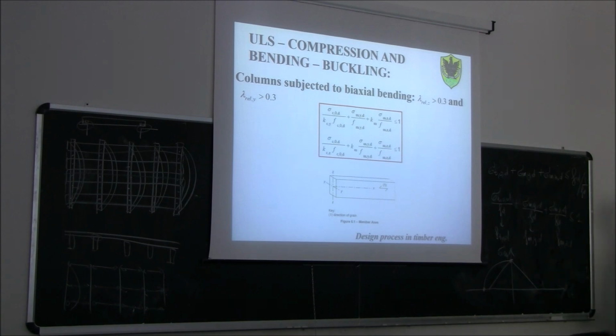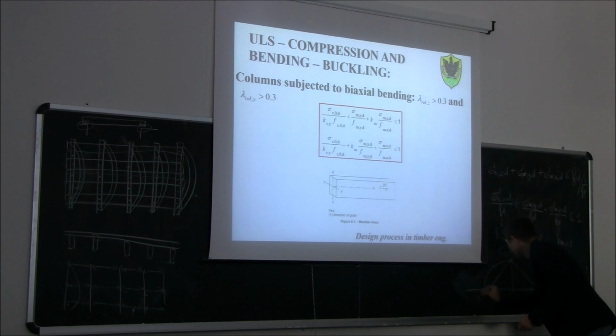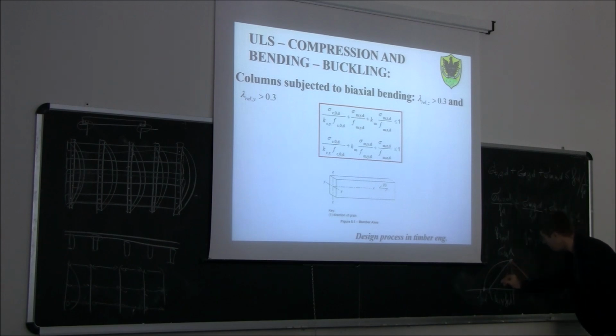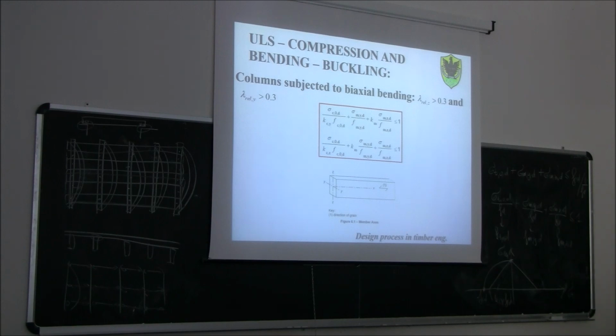This would be, let's say, FCD, and this one is KCY times FCD. And of course, the more important the buckling, the narrower the domain you get. Okay?